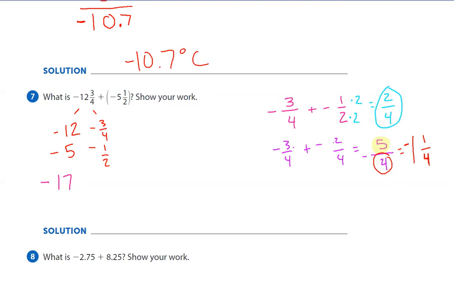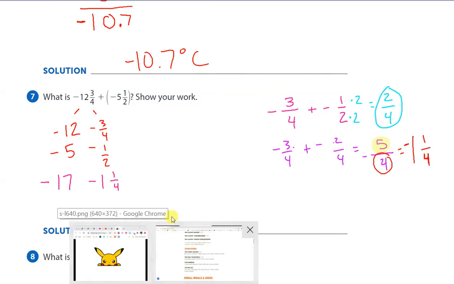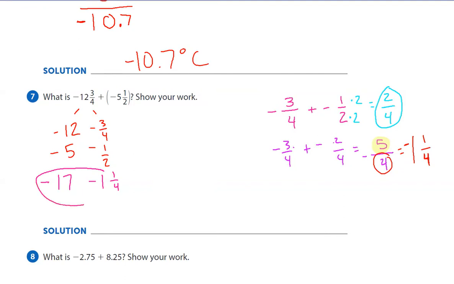So we have negative 17, and we have negative 1 and 1/4. We're going to stick these back together. But in order to stick these back together, look at this. Negative 17, negative 1. What's that? Negative 18. And then I'm going to stick my negative 1/4 back on there. There we go.